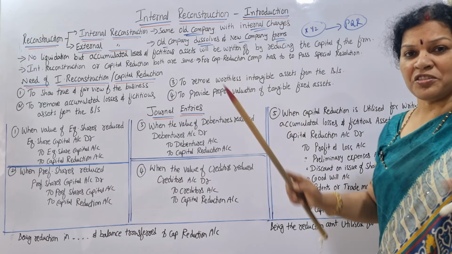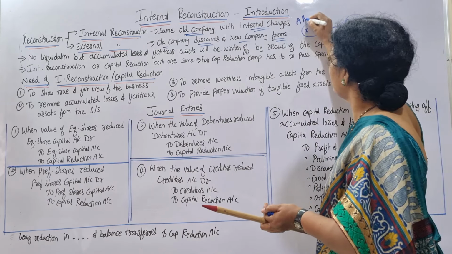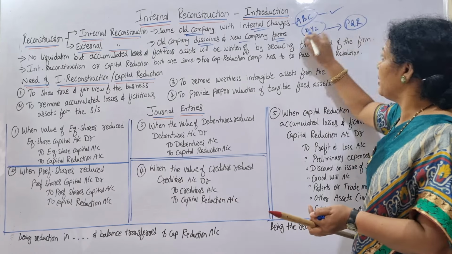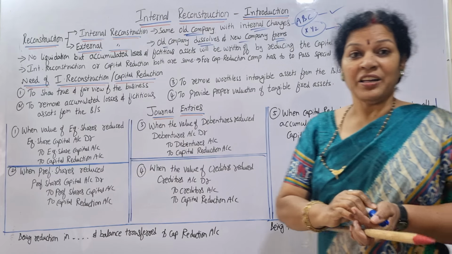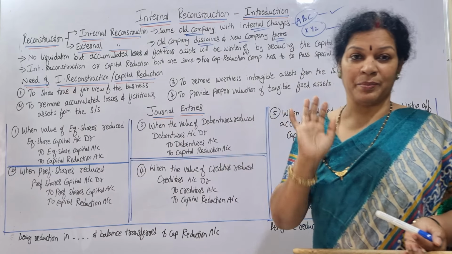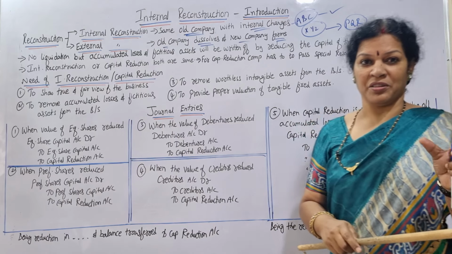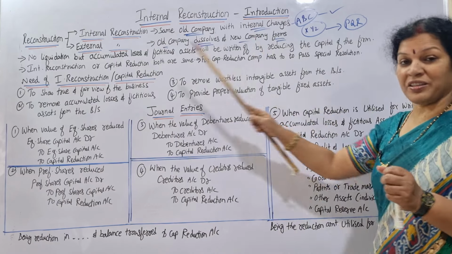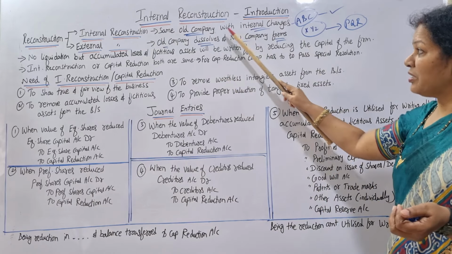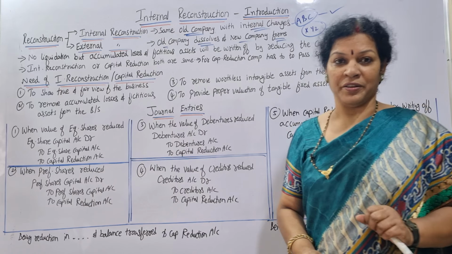In internal reconstruction, same company. Suppose this is ABC company. Same company continues, no changes, same company. But in external reconstruction, one company is purchased or amalgamated by another company. So this comes in another chapter, amalgamation. There we are going to find this external reconstruction. Anyhow, between internal and external reconstruction, there is a small difference you have to find.